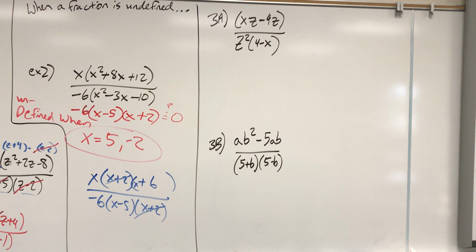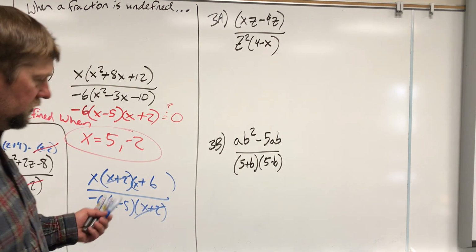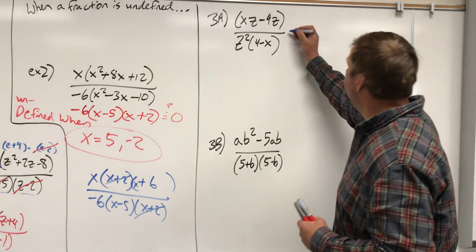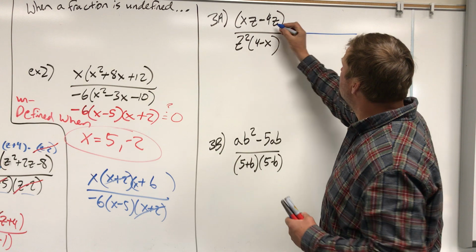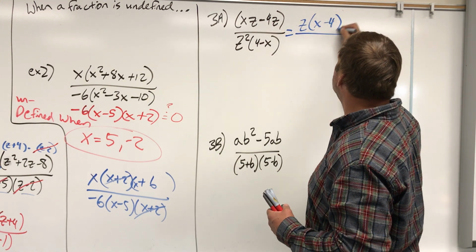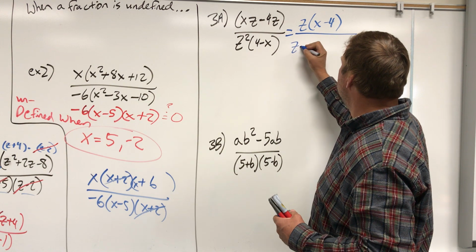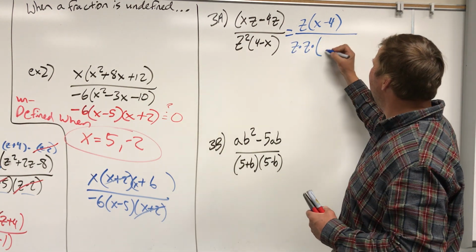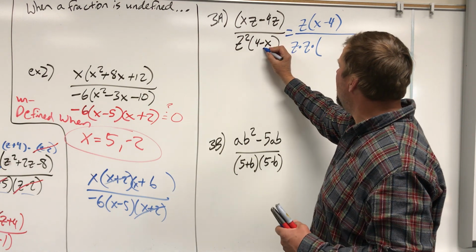All right, let's go to 3a. We're basically just going to do the same thing. We're going to take and factor the top, factor the bottom. So if I factor the top, it looks like I have a z common factor, x minus 4. I have a z here, another z, because it's z squared, and a 4 minus x.